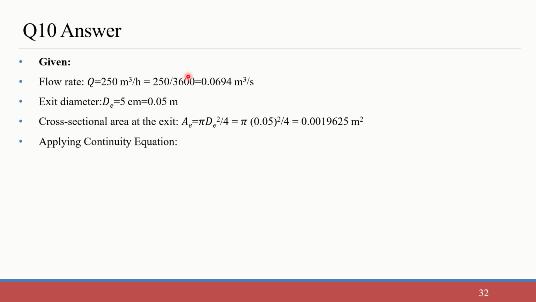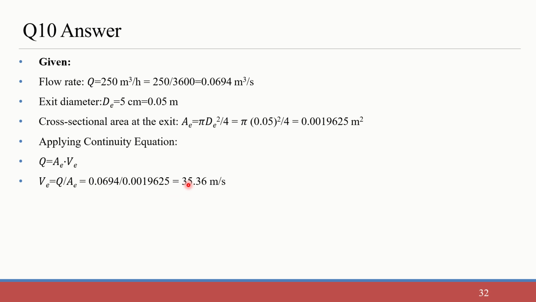Now it is just applying the continuity equation that Q is equal to A into V. So volumetric flow rate is equal to cross sectional area into velocity at the exit. So velocity at the exit will be volumetric flow rate divided by the cross sectional area. So volumetric flow rate is 0.0694 divided by the cross sectional area 0.0019625. So that will give us the exit velocity as 35.36 meter per second. So that is the answer.